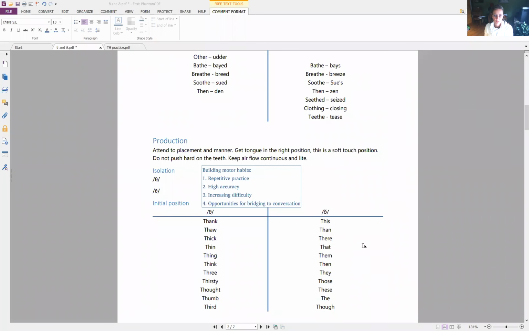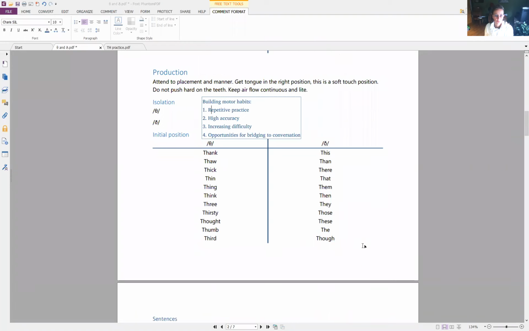I'm going to share a document here. Let's go into this note right here. So the basic building blocks of building motor habits: the first one is repetitive practice, repeating that motor skill over and over and over again with high accuracy. So you're getting it right 80% of the time or more. And as you do that, you're increasing the difficulty of the task.